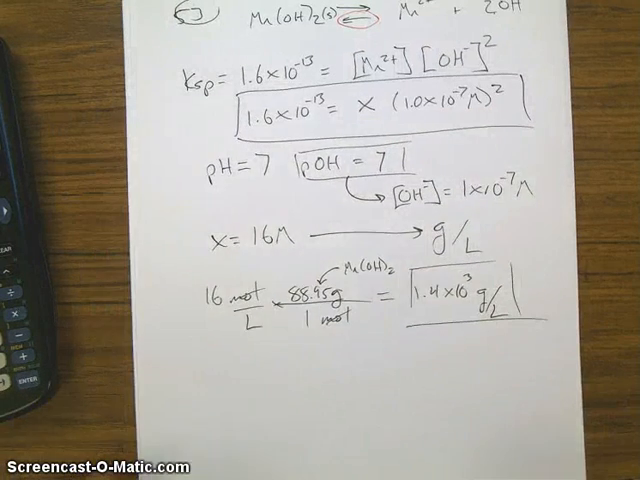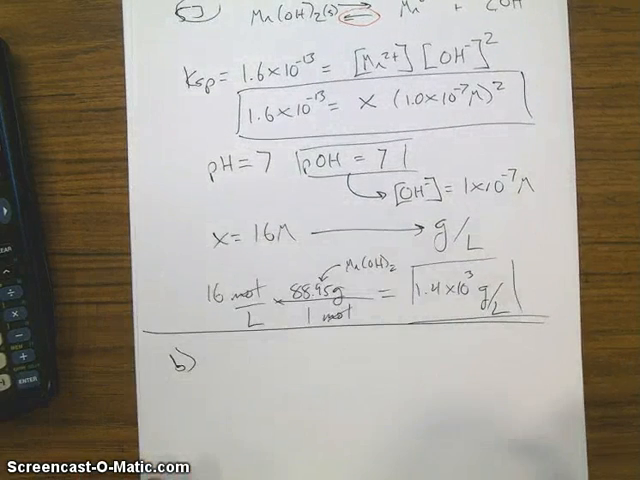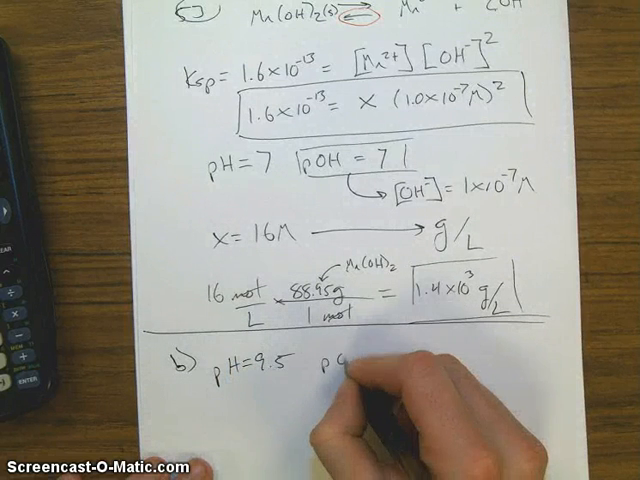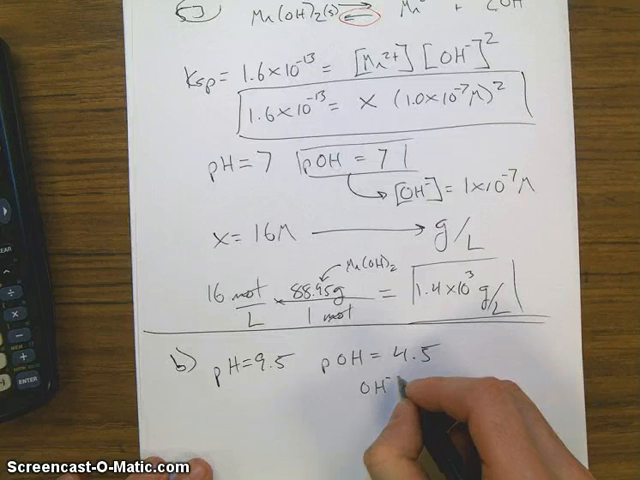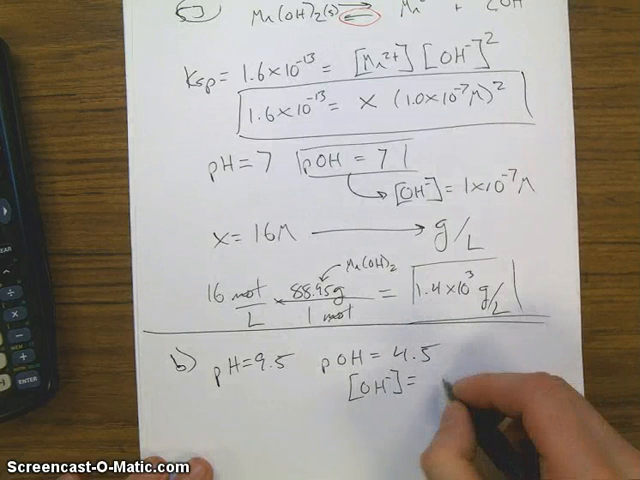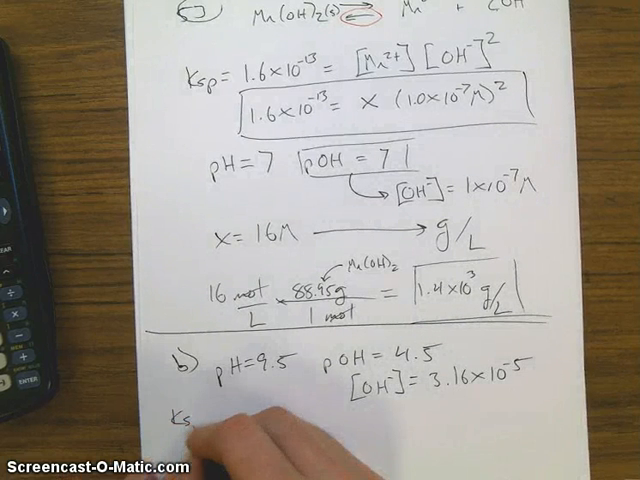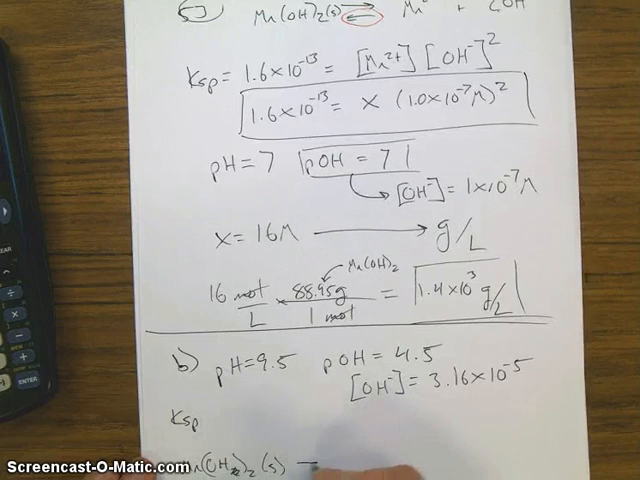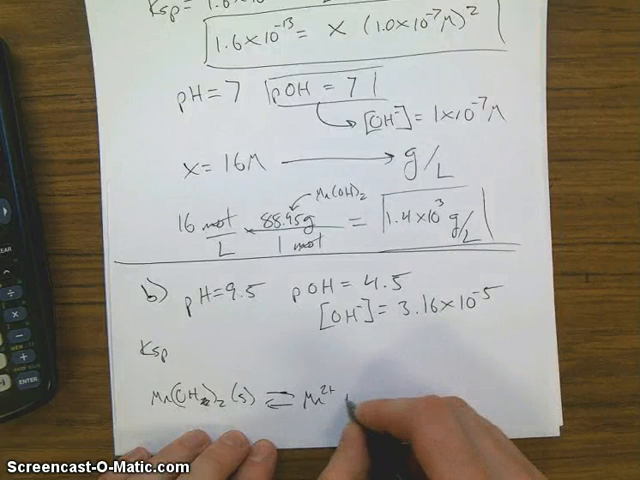So if I wanted to do B, that was all A. I'm going to show B a lot faster this time. So for B on this particular problem, they tell you that the pH is 9.5, which means that the pOH is 4.5. When you do the anti-log of that, you figure out that the hydroxide ion concentration is actually 3.16 times 10 to the negative fifth. So I know Ksp for this manganese hydroxide, remember it's Mn(OH)2, oops, sorry, I have the 2 in the wrong spot, solid, in equilibrium with manganese ions and 2 hydroxide ions, okay?